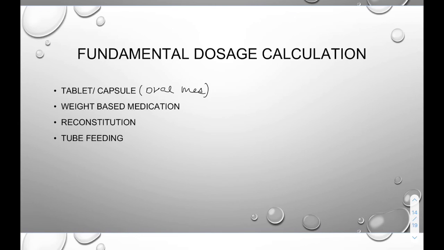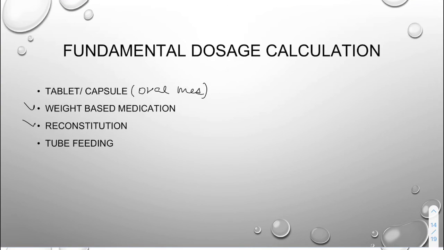Fundamentals of dosage calculation have basically 4 types of questions, as I tried to highlight earlier. Tablets or capsules, where they ask how many tablets or capsules to give to a patient. There are also weight-based calculations, since some medications are ordered based upon the weight of the patient. Reconstitution is when you have to mix some type of liquid with the medication that is given to you. Those are the types of questions.